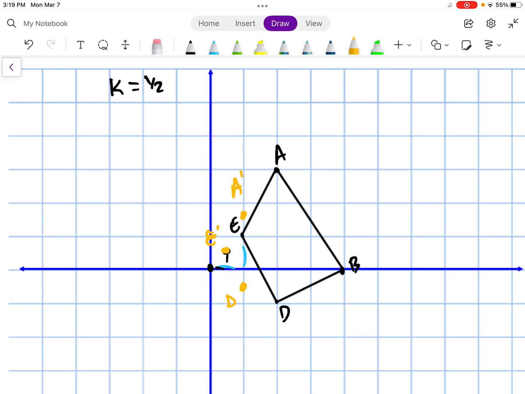There's my new D. And if I go over to B, it goes over 4. So I'm just going to go over 2. I'm going to cut that in half. So I just take all those distances and cut them in half.